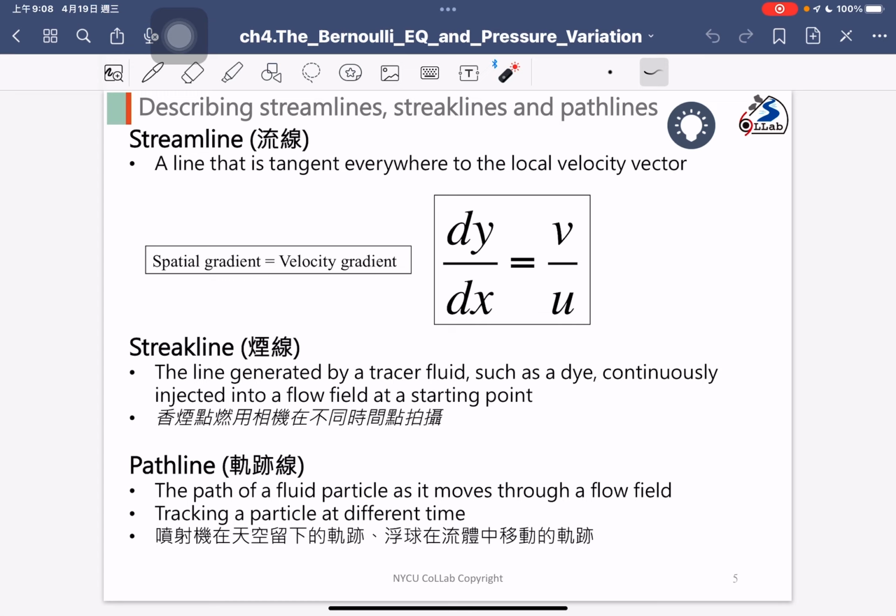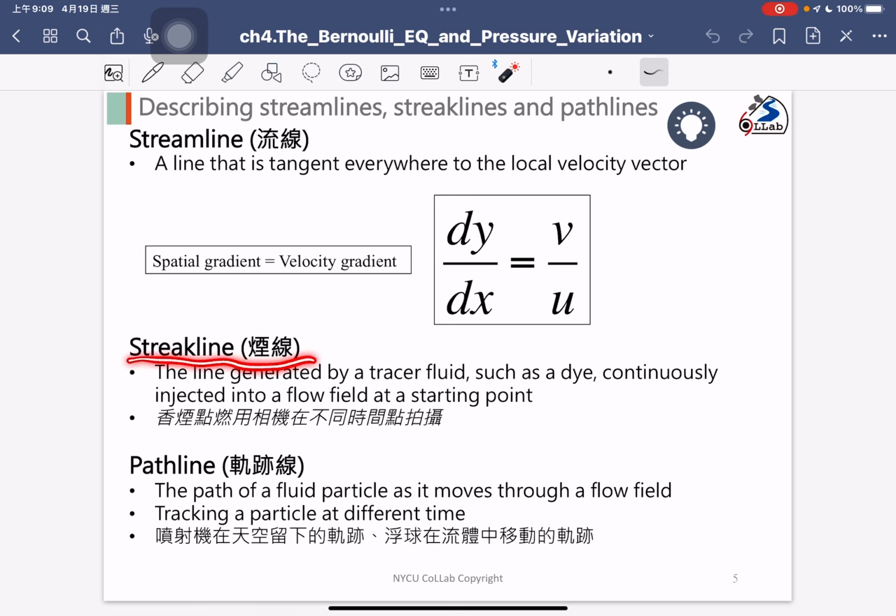But another important thing is the mathematical representation for the streamline. It's just based on this equation. The idea for this equation is the spatial gradient is equal to the velocity gradient. The spatial gradient, I guess you can understand. But what's the velocity gradient? The v is the velocity along the y direction, and the u is the flow velocity along the x direction. That's why I say the ratio for the spatial and the ratio for the velocity are equal for the streamline. Later I will prove this equation, so you just keep this equation in mind. The equation can help us to determine the streamline functions, and we can plot the streamline. It's just based on this equation.